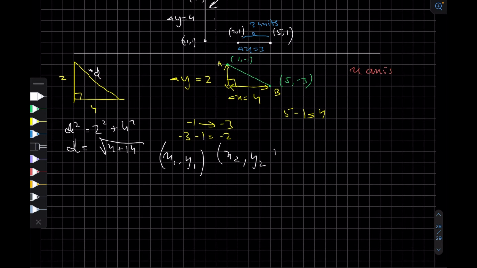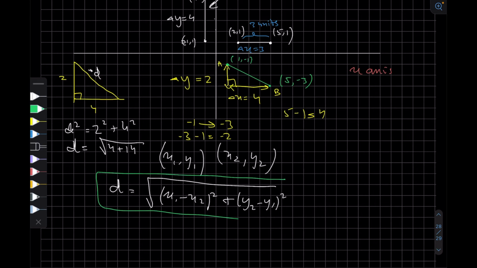Alright, and if we generalize this between any 2 points, x1, y1, x2, y2, the distance between those 2 points will be the difference in x, x1 minus x2 squared, plus the difference in y, y2 minus y1 squared, and then that under root. So this is the distance formula.